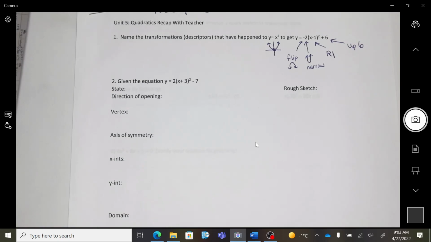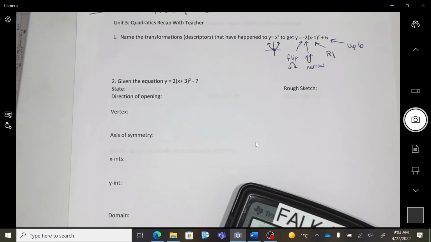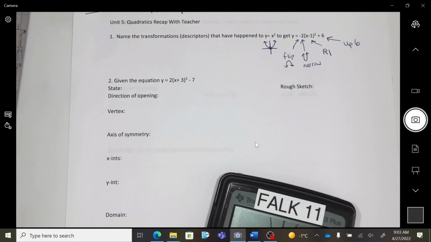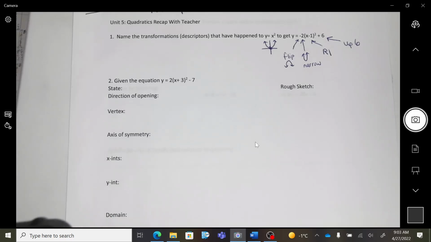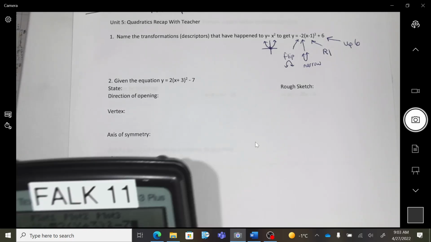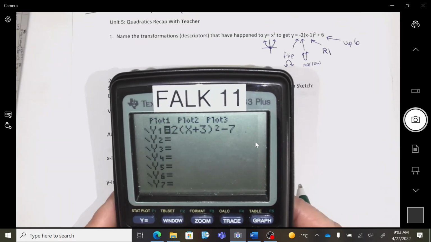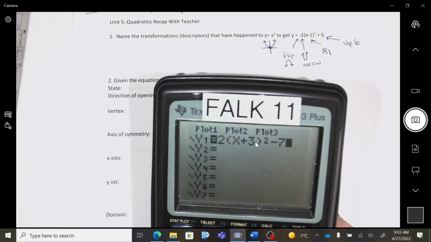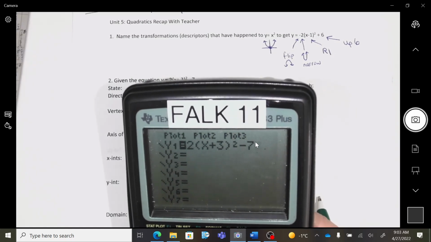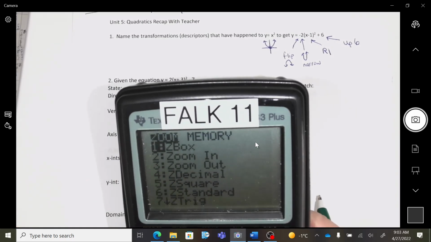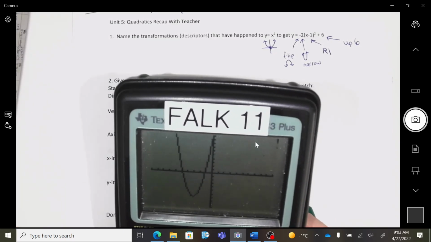Okay, given the next equation on number 2, we're going to do all those things. So let's plot it in here. So y equals... get your equation in. And then my graph is just a zoom 6, just to see.